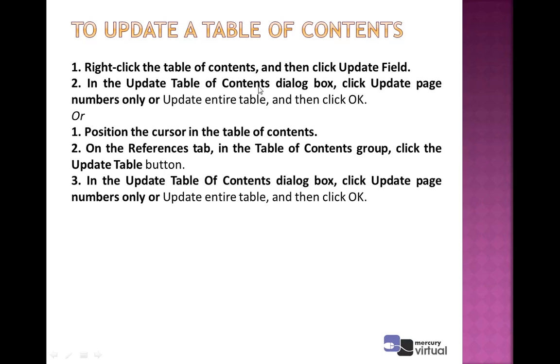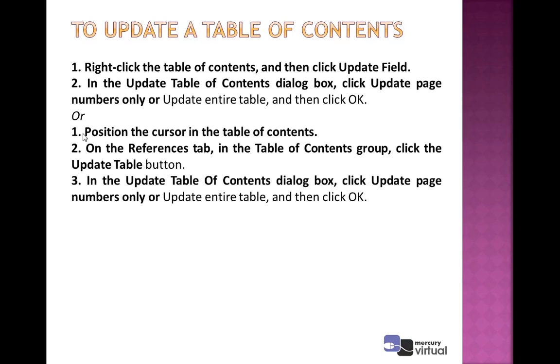In the Update Table of Contents dialog box, click on Update page numbers only or Update entire table and then click OK. So first of all right-click on the table of contents and click Update Field, then in the Update Table of Contents dialog, choose Update page numbers only or Update entire table and click the OK button. Or there is a different option available.